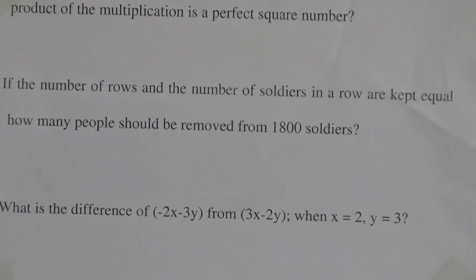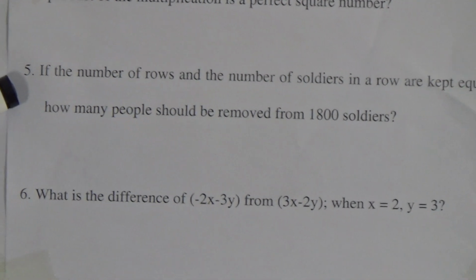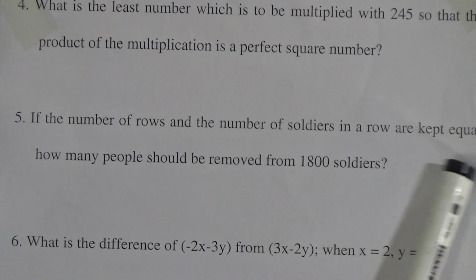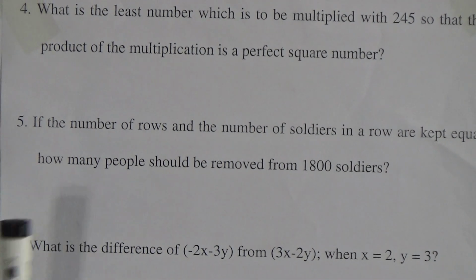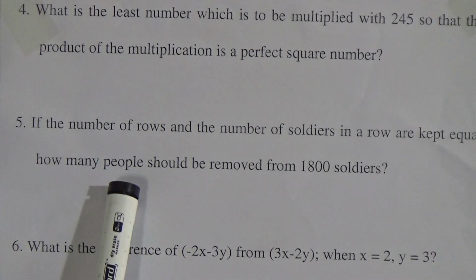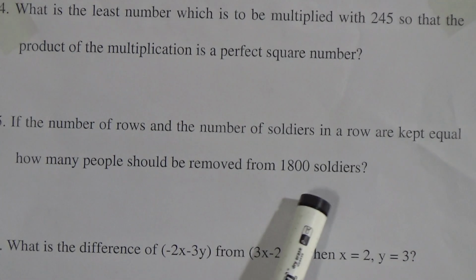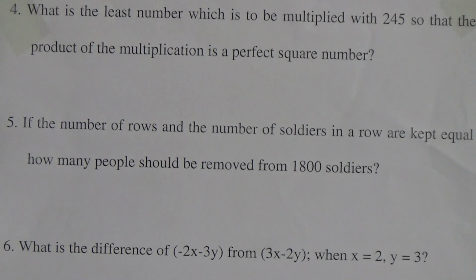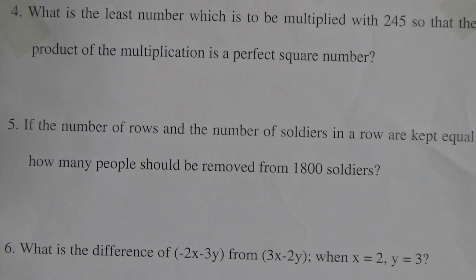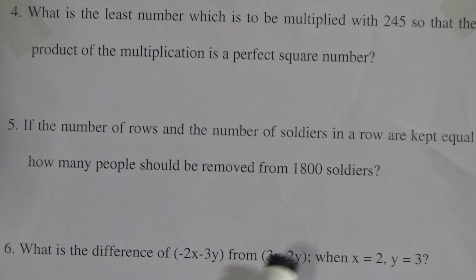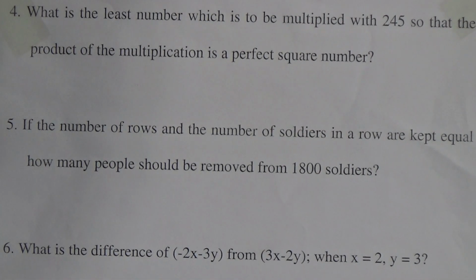Now, question number 5. If the number of rows and the number of soldiers in a row are kept equal, then how many people should be removed from 1800 soldiers? This is also much easier. You have to take the square root, then you see this will not be a perfect square. Some number will remain, and this will be the answer.